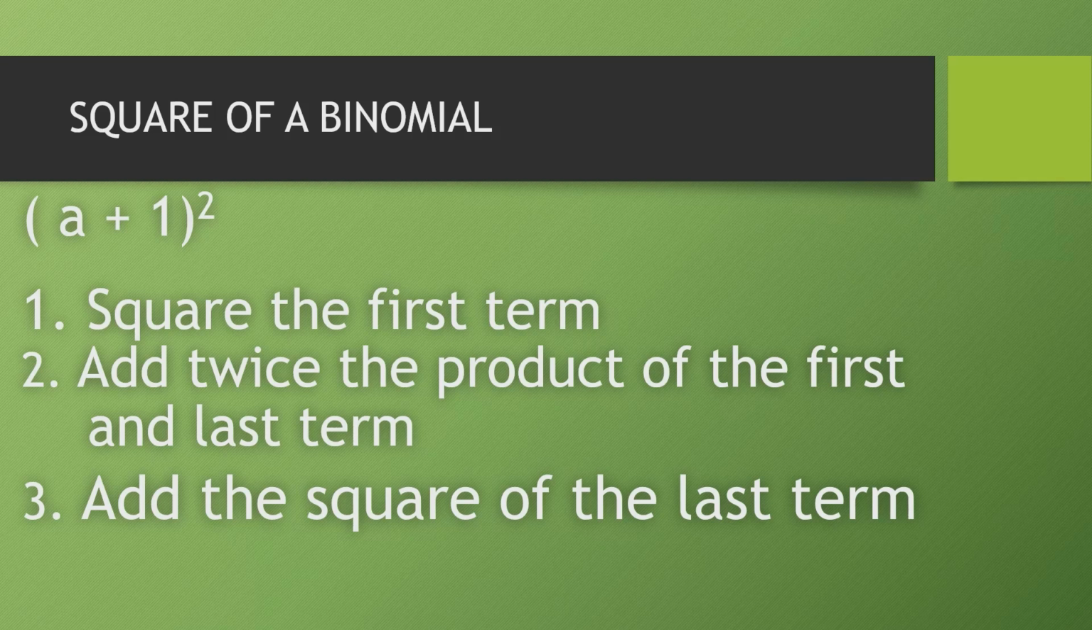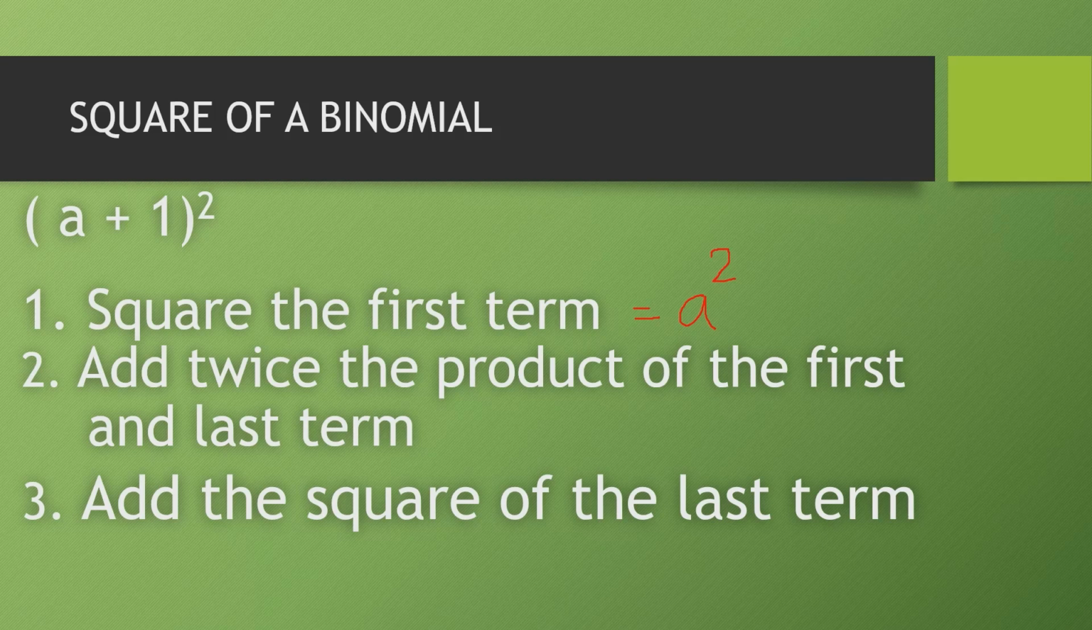First, square the first term. Second, add twice the product of the first and the last term. And third, add the square of the last term. Now, let us look at this. According to this, square the first term. What is our first term? The first term in the given square binomial is a. Square the first term.